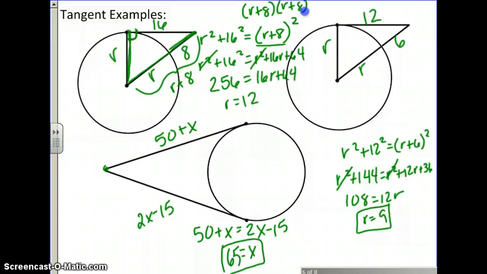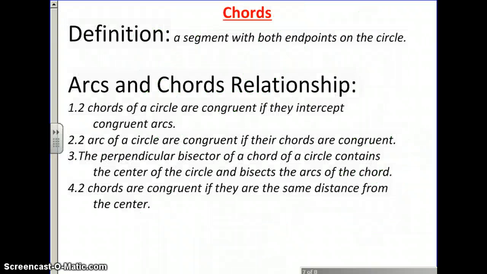Flip to the back. We're going to start chords. So we already wrote down the definition of chords, so if you want to rewrite it, you can. If not, I don't care. There are 4 arc and chord relationships. So the first one here, and don't worry about the numbering here, okay? They're just 1, 2, 3, 4. Chords of a circle are congruent if they intersect congruent arcs.